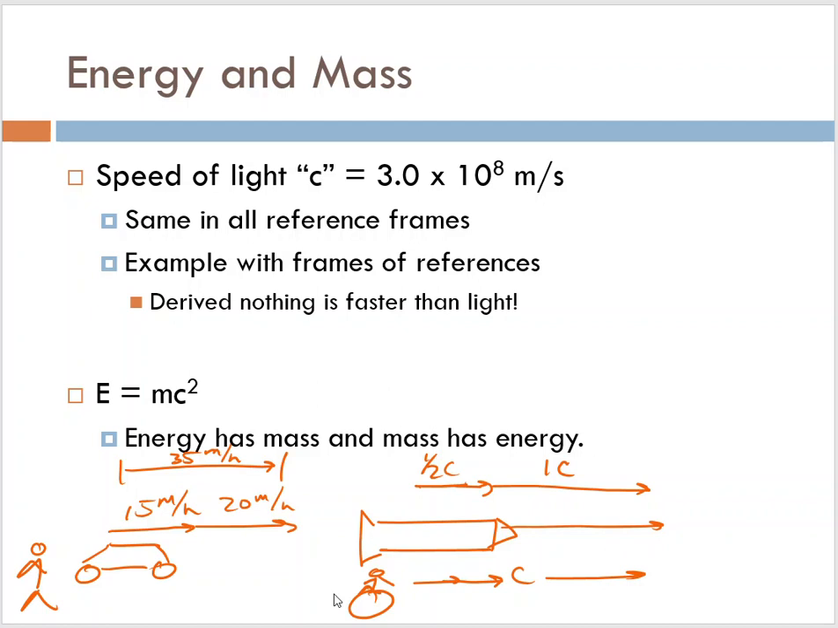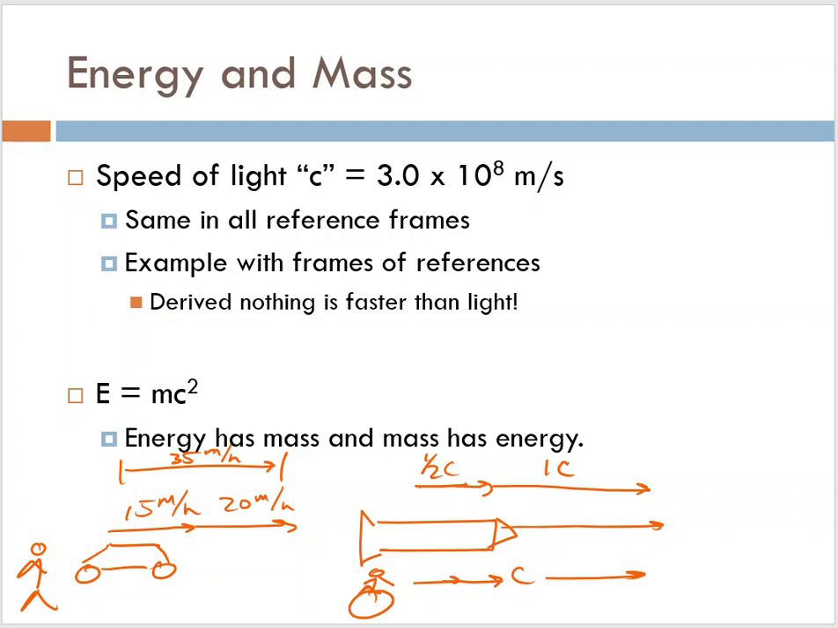First of all, let's talk about the speed of light, c. This is a rounded off number, but the speed of light is 3 times 10 to the 8th meters per second. It changes a little bit relative to the material it's going through, but for the most part, it's still approximately 3 times 10 to the 8th meters per second. I may have said squared earlier, but it's just meters per second. It's not squared. This is going to be the same in all reference frames.